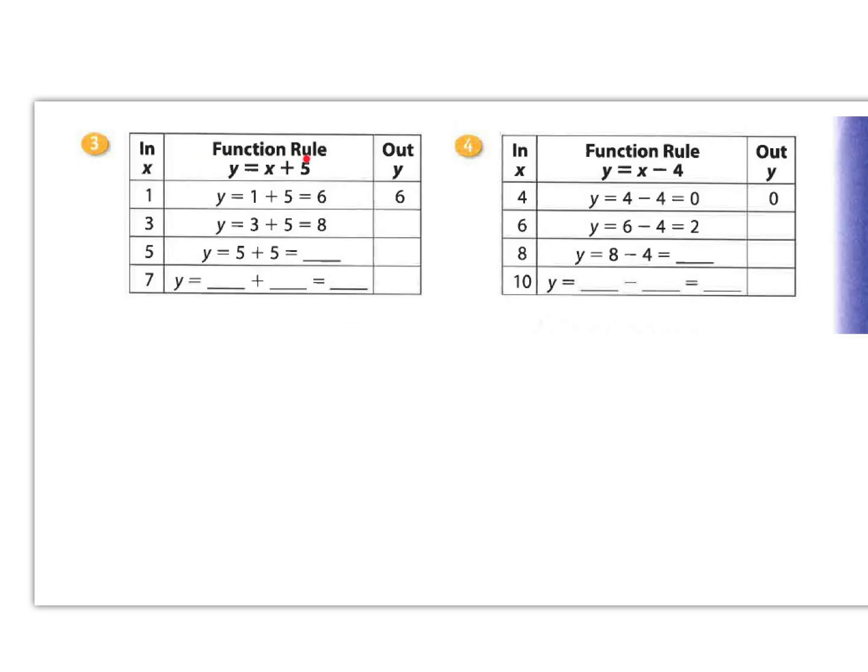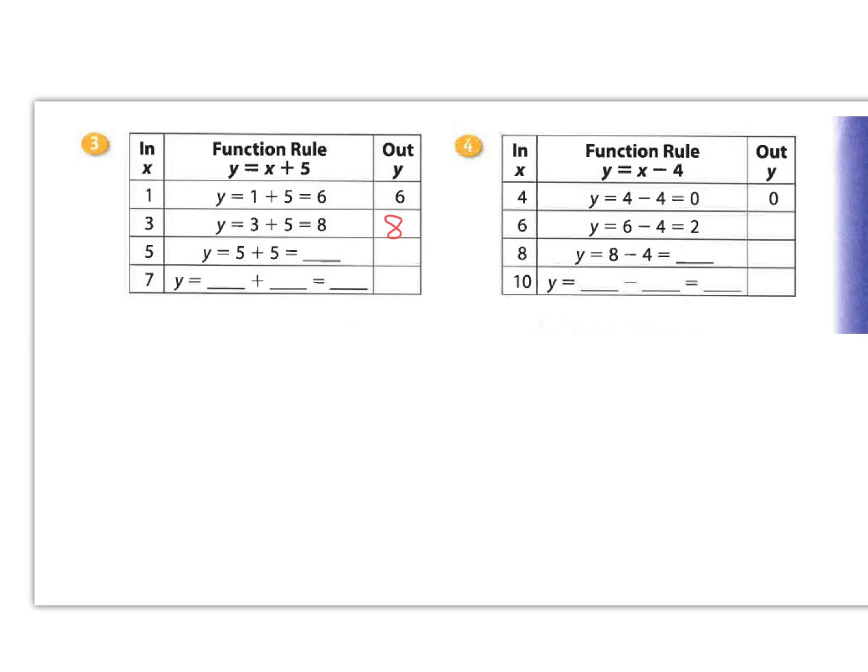Okay, now notice here, they're giving us the input and output columns, but then also the function rule. It gives you the actual rule for what you have to do to get from the input x to the output y. So the rule is y equals x plus 5. So here y equals, and then instead of x they put 1 because that's the input, plus 5 is 6. So here the input is 3, so y equals 3 plus 5, which equals 8. So then our output, we're going to write 8 over there.